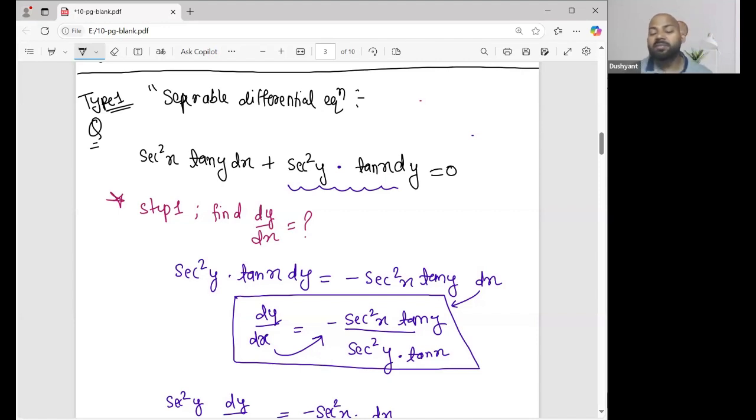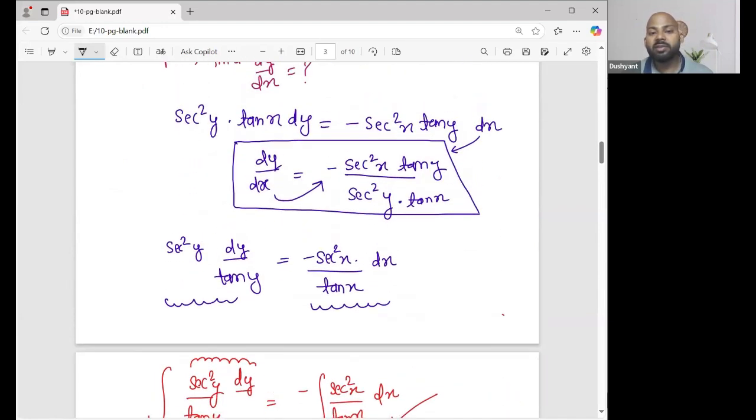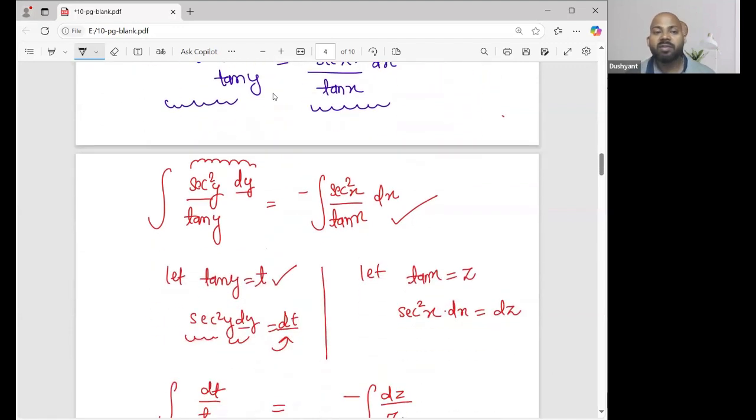To integrate, we have multiple ways. First we found dy over dx, and after that we separated the variables. You can see here, variables are separated. That's the reason this differential equation is known as variable separable. You will get some equations where you won't be able to separate the variables, and in that case we use a different method to solve. Once you are able to separate the variables, the integration will be an easy task.